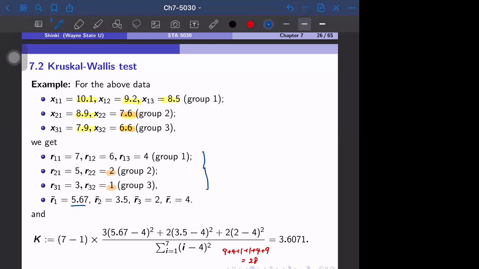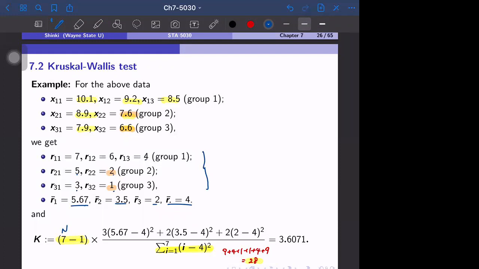Then we can calculate the average ranks. 7, 6, 4, 17 in total, divided by 3, so the average is 5.67. Second group, 5 and 2, so the average is 3.5. 3 and 1, average is 2. The overall average is always 4 because we have 7 observations. The statistic K has this constant and that constant. The sum of (i minus 4) squared, i from 1 to 7, is always 28, times 7 minus 1, the sample size minus 1. That's constant, and the main part is the numerator.